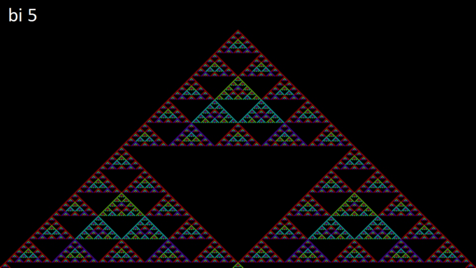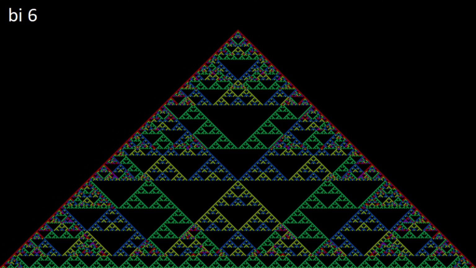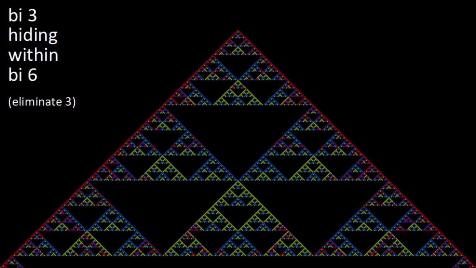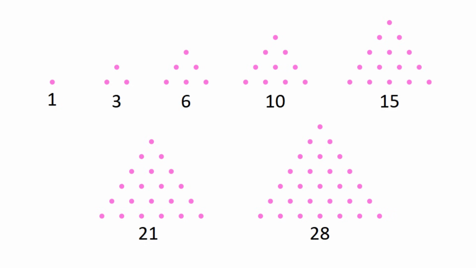dividing itself into 15 smaller copies of itself, arranged in a triangle with length 5. That's because 15 is actually the fifth triangle number. Bi 6 is actually pretty similar to the original level 6, because you can eliminate 3 to get bi 3, or eliminate 2 and 4 to get bi 2. Then bi 7 divides itself into 28 copies, because 28 is the 7th triangle number.